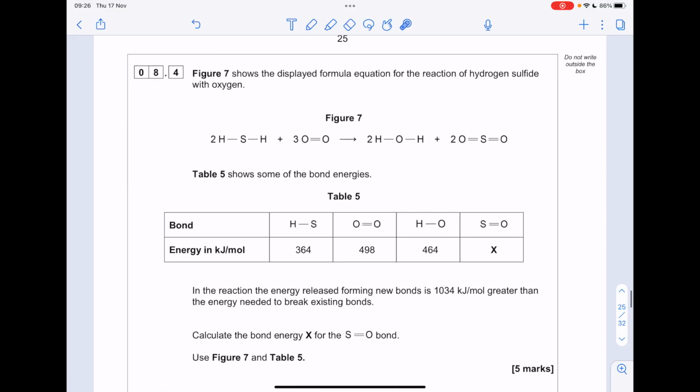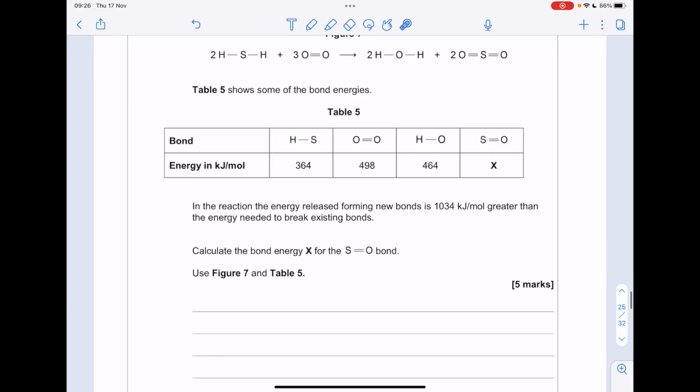Figure 7 shows the displayed formula equation for the reaction. Table 5 shows some bond energies. In the reaction, the energy released forming new bonds is 1034 kJ per mole greater than the energy needed to break existing bonds. Calculate the energy X for the S=O bond.